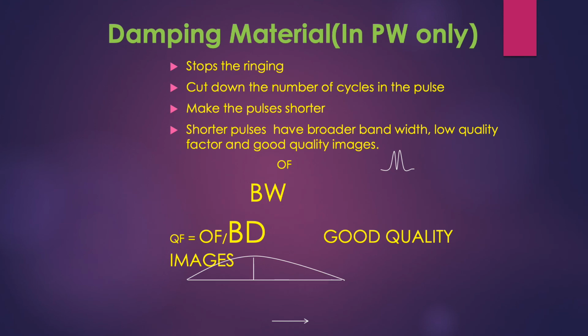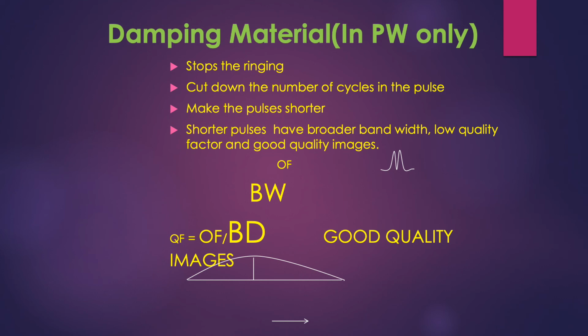Okay, so damping material. Where do we find damping material? Only in pulse wave transducer. Damping material stops the ringing, cuts down the number of cycles in a pulse, and makes the pulses shorter. Shorter pulses have broader bandwidth, low quality factor, and good quality images.